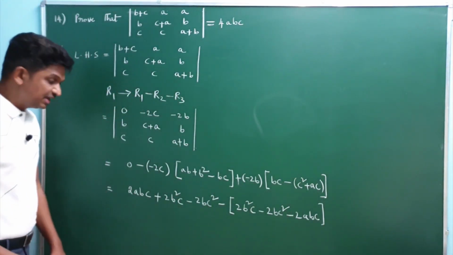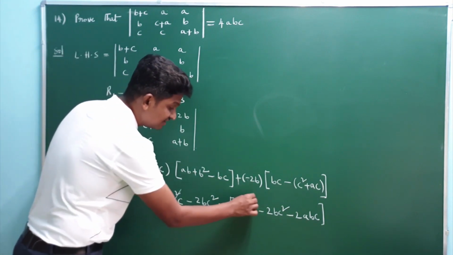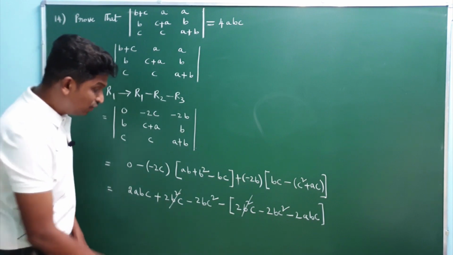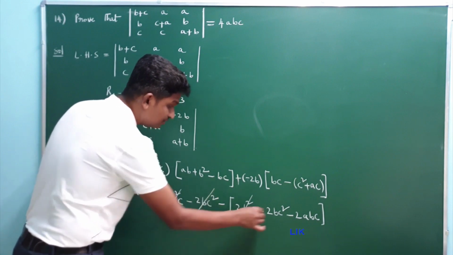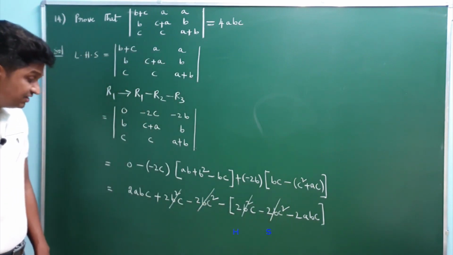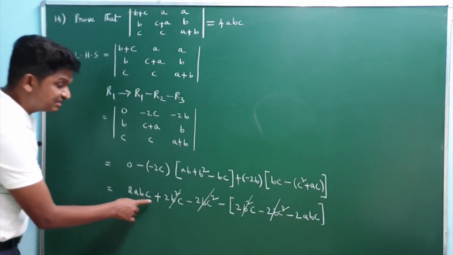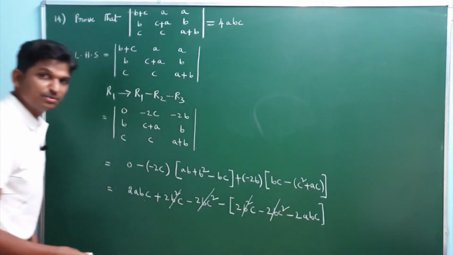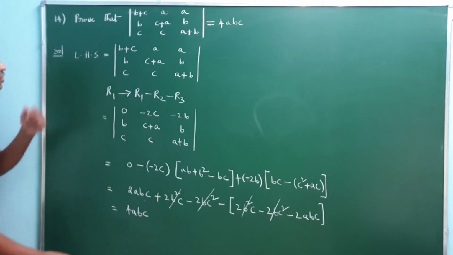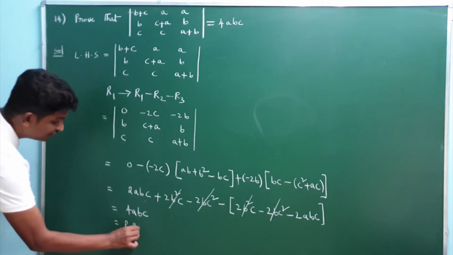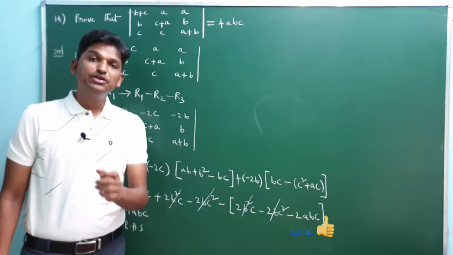Now you see any terms will get cancelled. Here you see plus 2B square C. Here plus of minus is minus, so minus 2B square C will get cancelled. Now here 2BC square is there. This is minus 2BC square. Here minus of minus will become plus, so this term also will get cancelled. Now what is remaining here? Minus of minus is plus. Here 2ABC is there, here minus of minus plus 2ABC. 2ABC plus 2ABC is what? That is 4ABC. So we got RHS here. Therefore we proved that the value of this determinant is 4 times ABC. I hope you understand this.